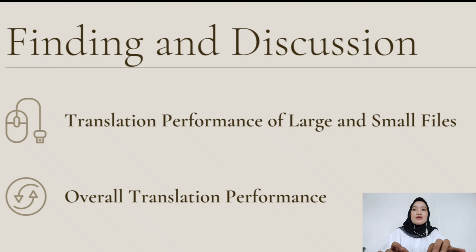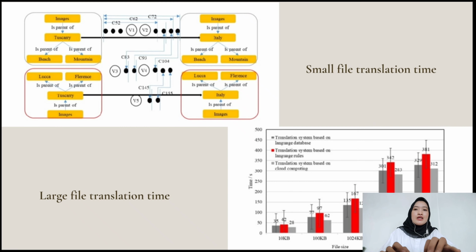So the second is overall translation performance. The performance test of the long-character English automatic translation system developed above requires the use of different systems to compare the translation effects and analyze the data recall rate of the English translation of the two different systems. Then the next is the figure of the small file translation time and large file translation time.